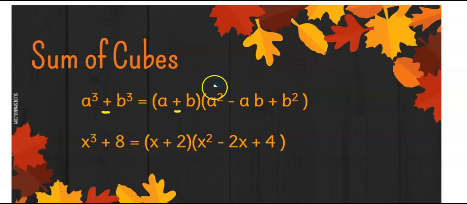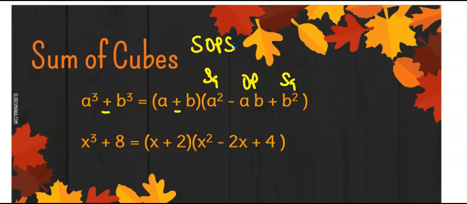The trinomial will always start with the square of the first term in the binomial. You'll always have the opposite sign. So if this is plus, that's going to be minus. And then you multiply the two terms of the binomial, so the opposite product, and then you square the second term in the binomial. So you will often see SOPS: square, opposite product, square.